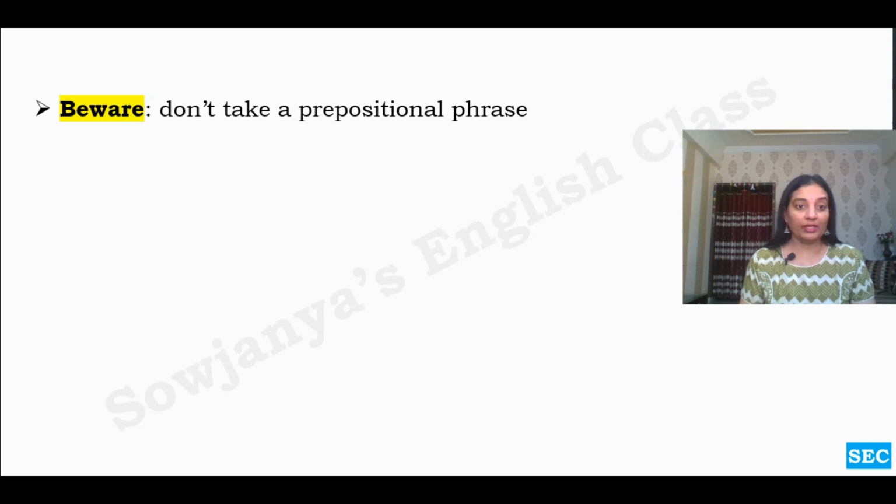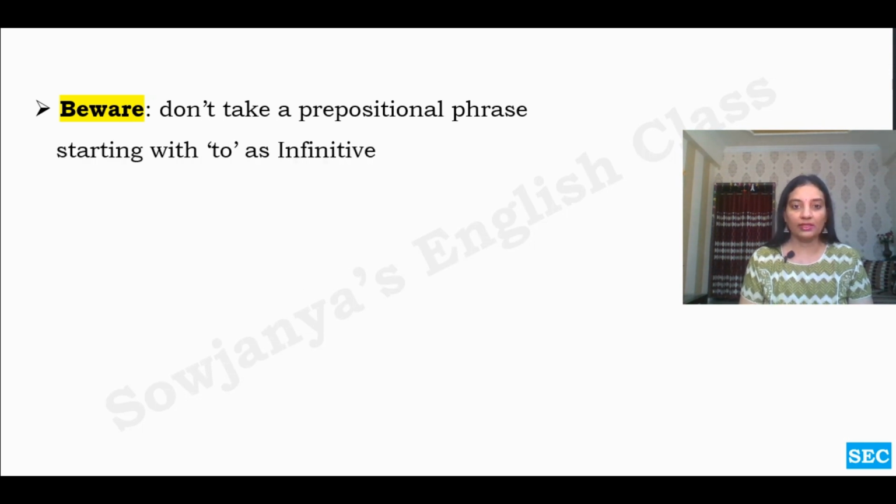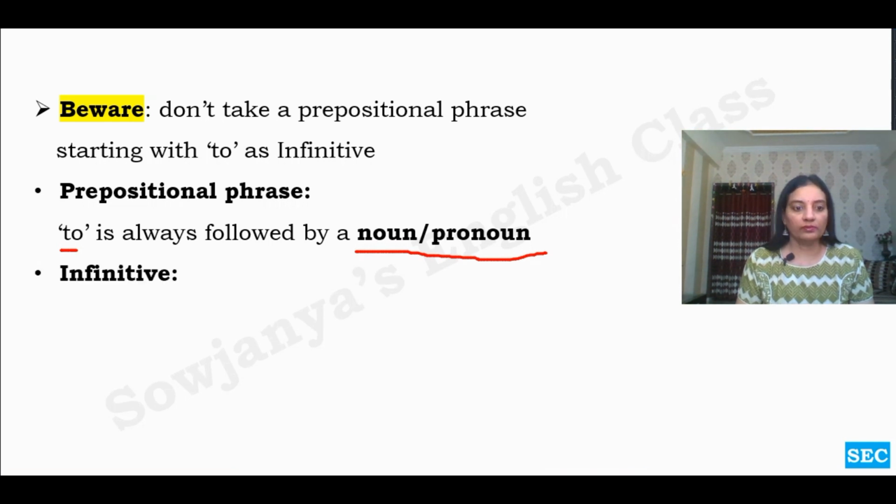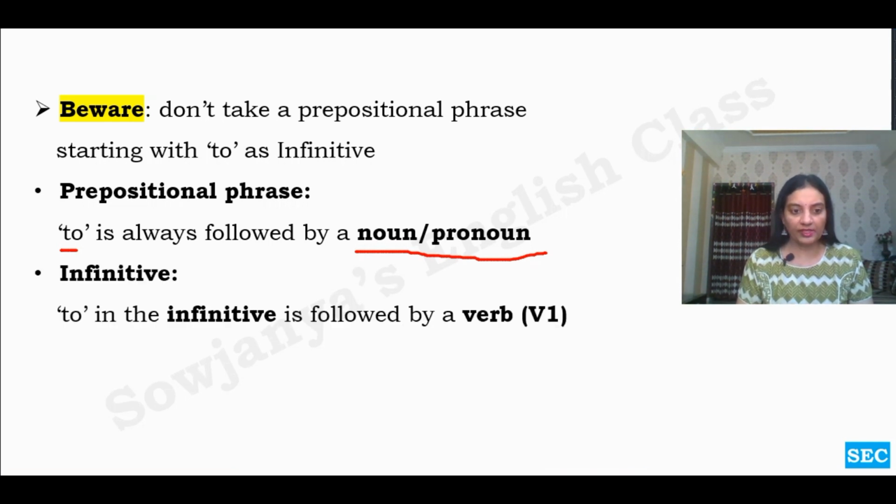Beware, don't take a prepositional phrase that starts with to as an infinitive. There is a subtle difference. You need to understand this. In a prepositional phrase, to is always followed by a noun or a pronoun, whereas in an infinitive, to is always followed by verb V1. Okay, that is the difference.